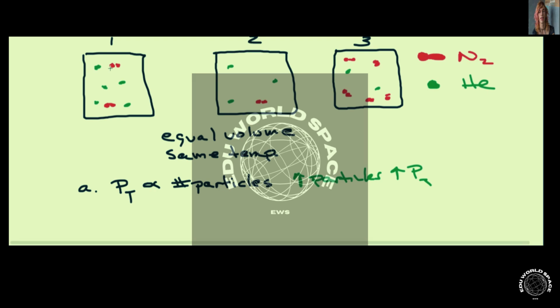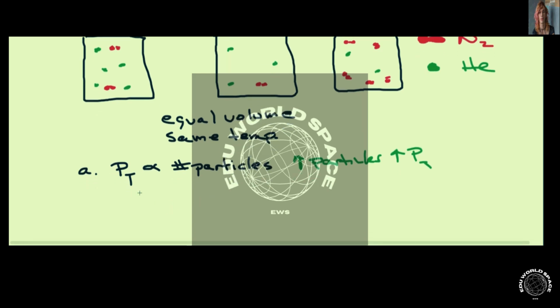Box 1 has N2 counts as 1 particle. So we have 1, 2, 3, 4, 5, 6, 7 particles. We have 1, 2, 3, 4 particles. 1, 2, 3, 4, 5, 6, 7 particles. So in terms of total pressure, 1 and 3 are going to be of the same pressure, and 2 is going to be the least pressure. So 1 is the same as 3, and both of those are greater than 2.